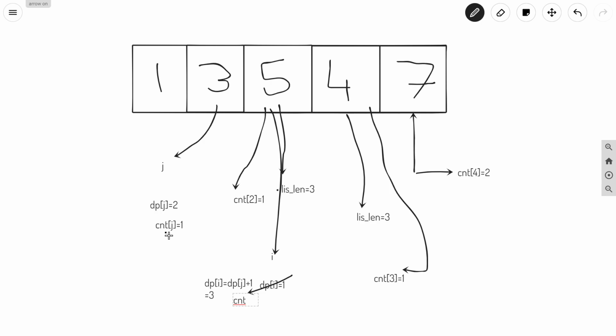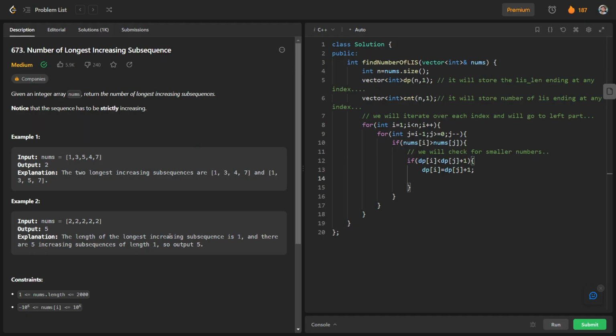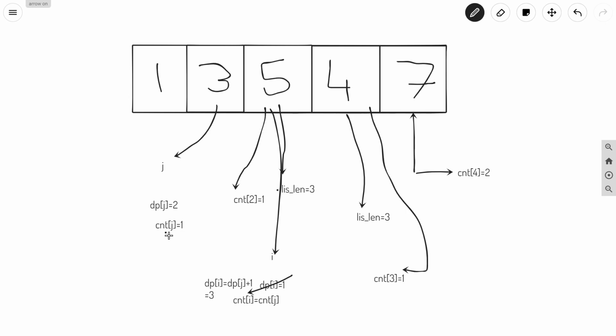So basically in this case count of I is nothing but it will be equal to count of j. So that's what we are going to do here. We will just update the value of count I to count j. Okay, and if the value of dp of I is equal to dp of j plus 1, let us think about this case.